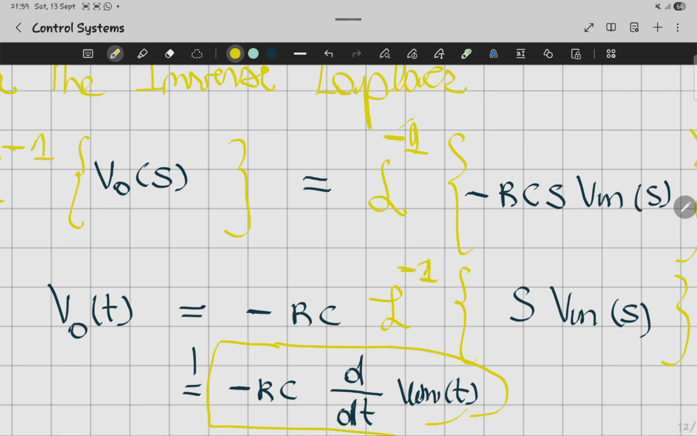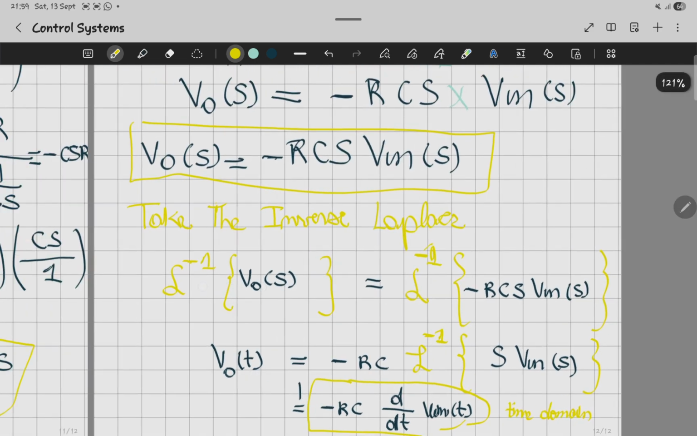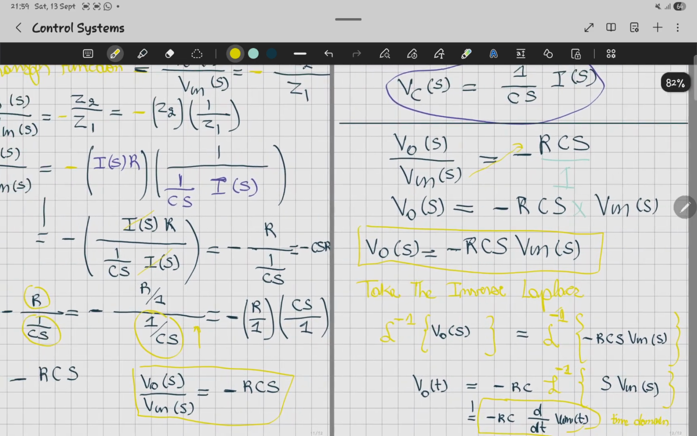What you see here is V out in time domain. So this is in time domain. Okay, this is what you see here.